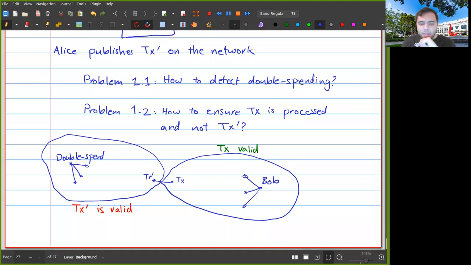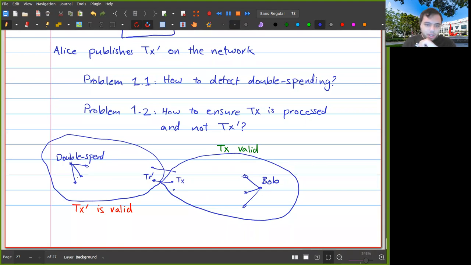So what would happen here is that only the nodes on the boundary, only the nodes in this first group that think TX is valid but have some connection to a node that thinks TX prime is valid, only those nodes will hear about TX prime.